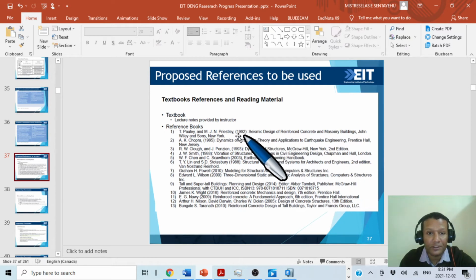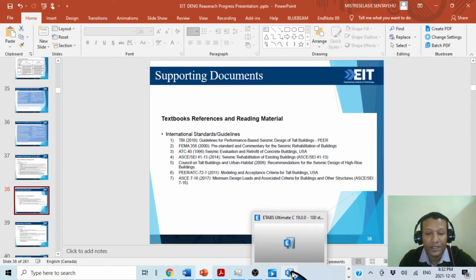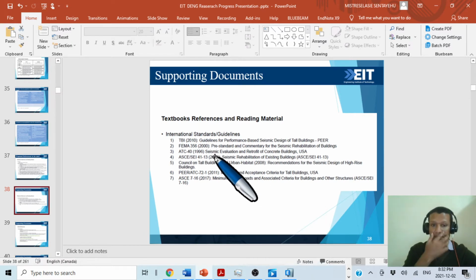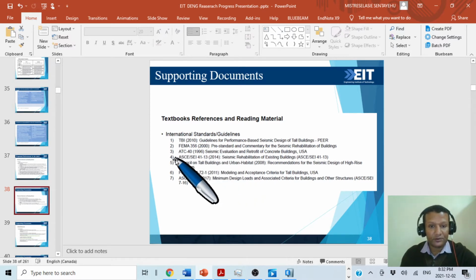So all these are the proposed references to be used. These are very important textbooks, and these will be referred to, and supporting documents also. These are FEMA, ATC 40, ASCE 41-13. Now we have 17 also. We have 17 now. I am using 17, but in ETABS we have 14, again 17. Both we have, especially for these performance levels. I will concentrate on this one.